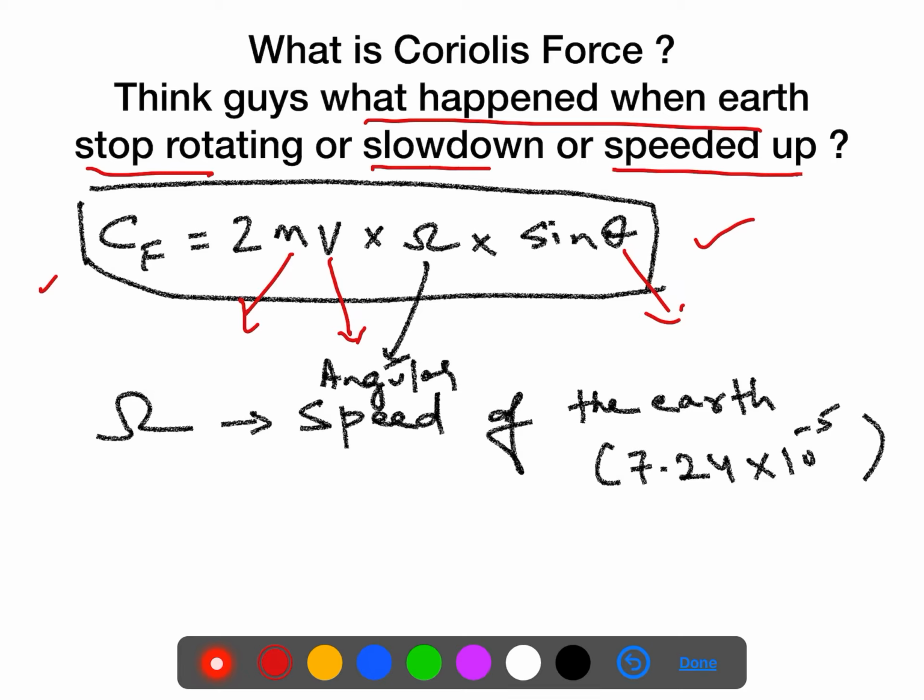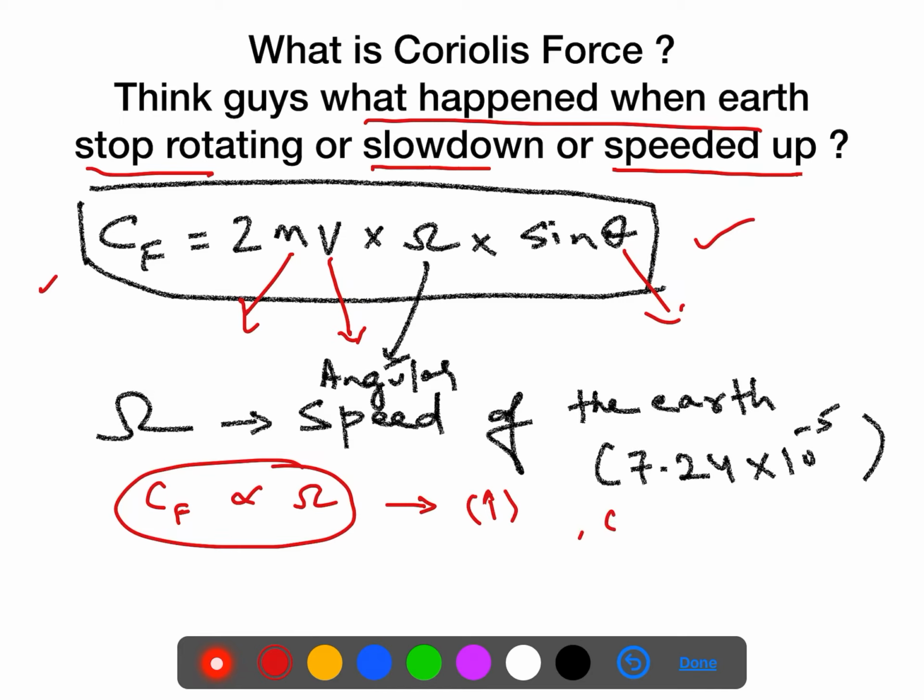As we know, the Coriolis effect is directly proportional to the angular velocity. Angular velocity means the rotational speed of the Earth, which is nearly constant at around 7.29 × 10^-5 radians per second. Now, if the speed increases hypothetically, then the Coriolis effect also increases. If the speed decreases, the Coriolis effect also decreases. If we suddenly assume that the Earth stops rotating, then the Coriolis effect also becomes zero. These are all three cases.